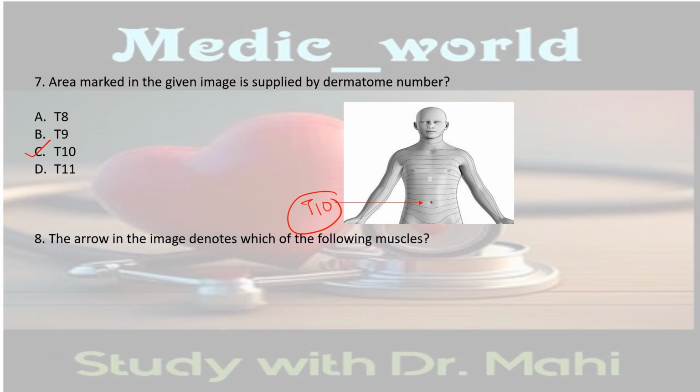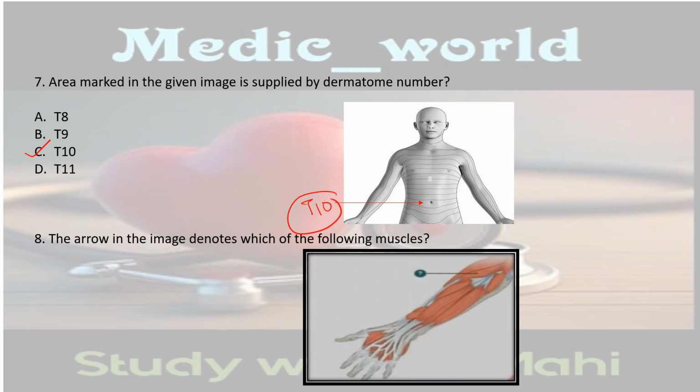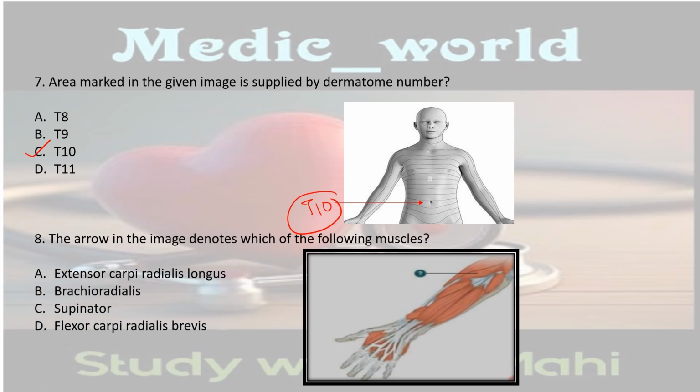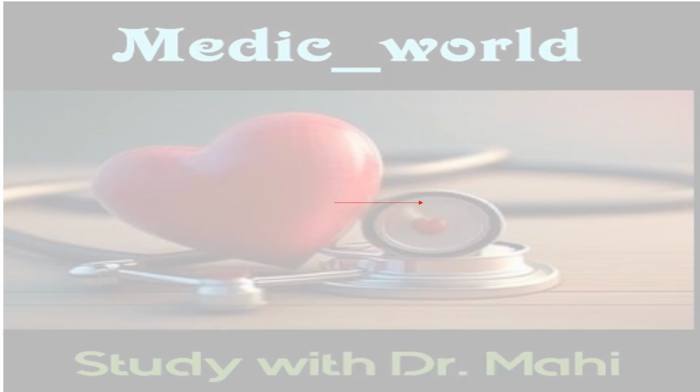Now the next question, the arrow in the image denotes which of the following muscles? Here in the image we can see the muscles of the posterior compartment of the forearm, and in the posterior compartment we have extensor muscles. The muscle which is marked is on the radial side, so it is the extensor carpi radialis, and it is the longer one, so it is the extensor carpi radialis longus. So the answer to this question is option A, that is extensor carpi radialis longus.